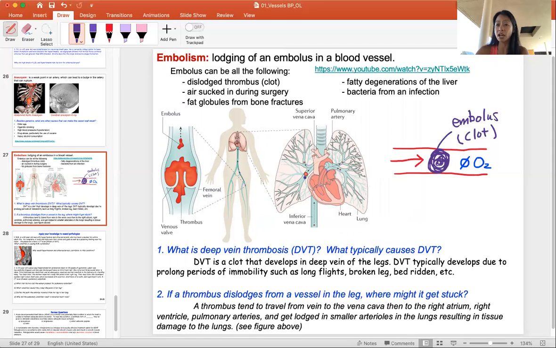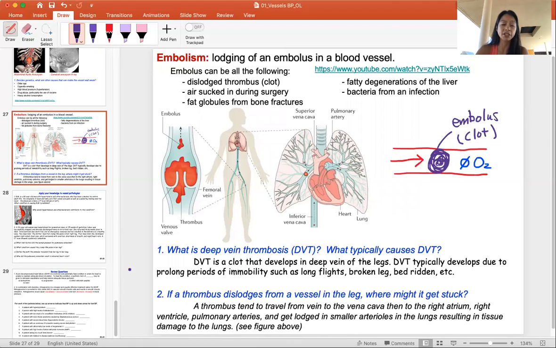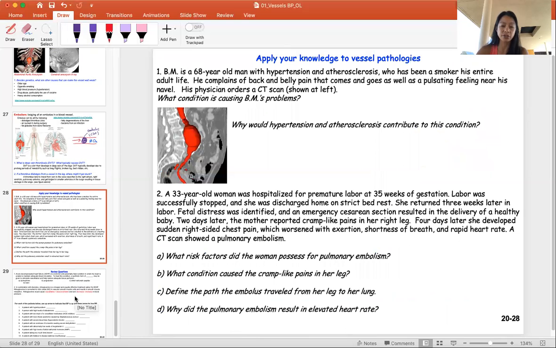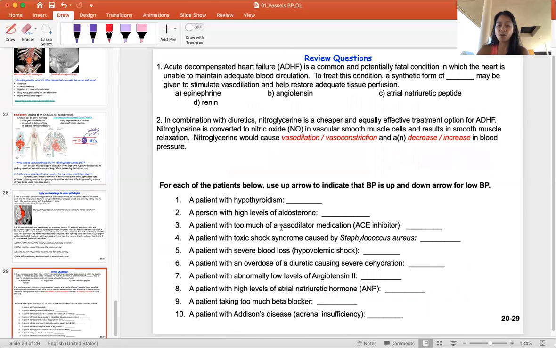This can cause fatality because lung tissue is going to start dying because of the lack of oxygen. So pulmonary embolism is quite a serious illness. I want you to know this too, so that you're aware of it in the hospital. And then we have a few practice problems that you can practice and get used to, and a few more review questions.